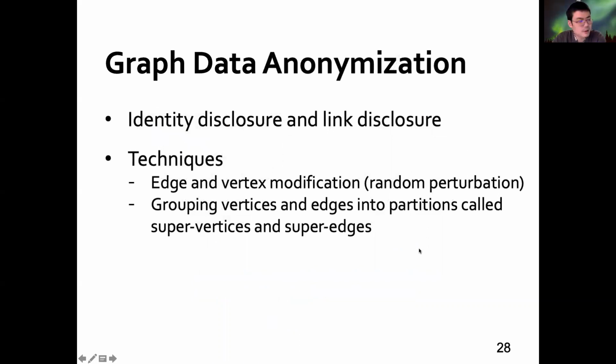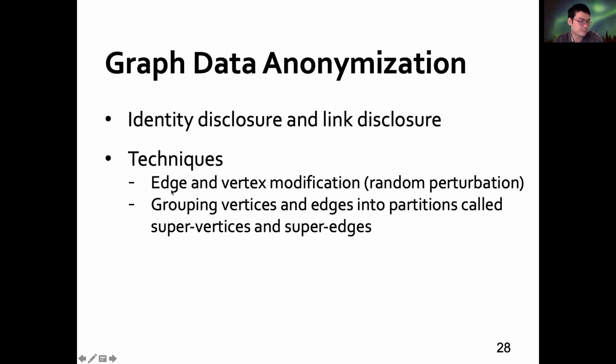So how do we hide the identity of the graph node? And even links, sometimes we want to hide. Maybe it's two people communicating, but these two people don't want other people to know. So identity disclosure and link disclosure are the problems. So how do we avoid those things? There are two ways.